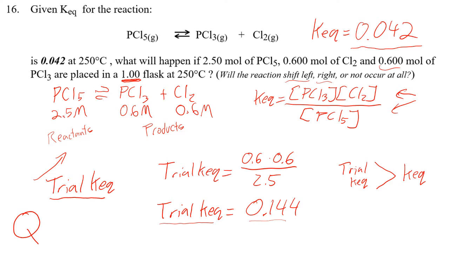So if this PCl3 and Cl2 need to decrease, and PCl5 needs to increase, that means it needs to shift to the left. That means PCl5 is going to be increasing. These things right here and here are going to be decreasing. So what is going to happen when trial KEQ is larger than KEQ? It's going to shift left.